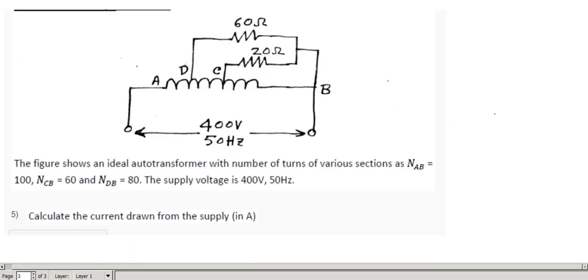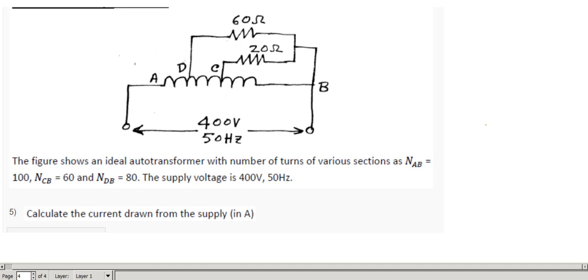Here the next question is also asking for the current drawn from the supply. And what is the supply voltage? 400 volts. So this is an ideal auto transformer. The supply voltage is 400 volts. Okay, let me reconstruct this diagram clearly, then you will understand this.